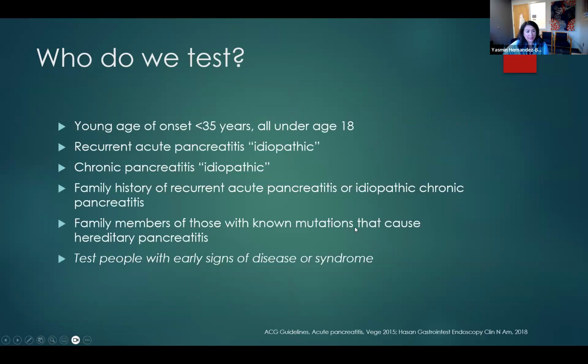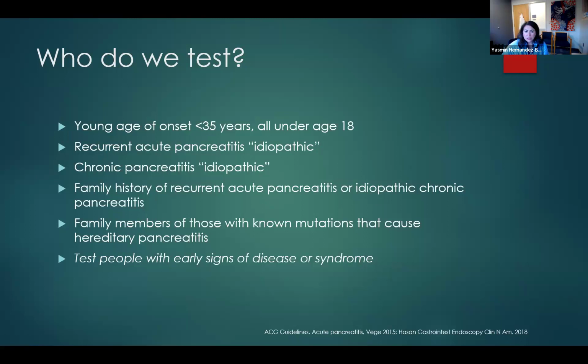So at this point, I do want to focus the rest of my talk on genetics. And so the first question I want to focus on is, who do we test? There have been several papers and guidelines that suggest to us that we should test young individuals, less than 35 years of age, but probably every single patient under the age of 18. There are several studies that have shown that in children that have recurrent acute pancreatitis, the presence of a genetic mutation as the cause of their pancreatitis is nearly 60%. So it's definitely something that we want to do in young patients.